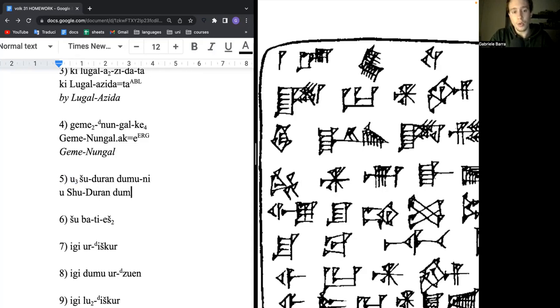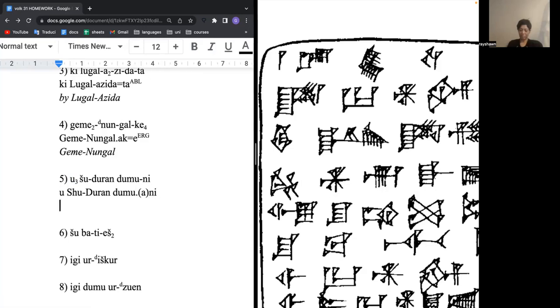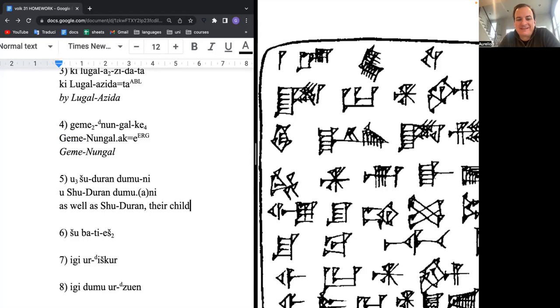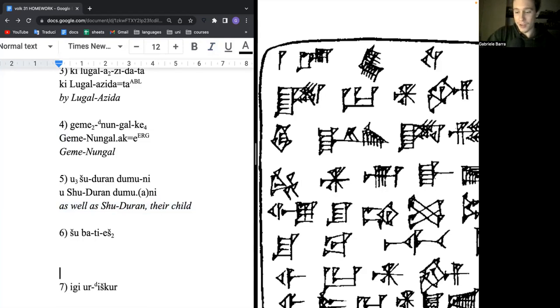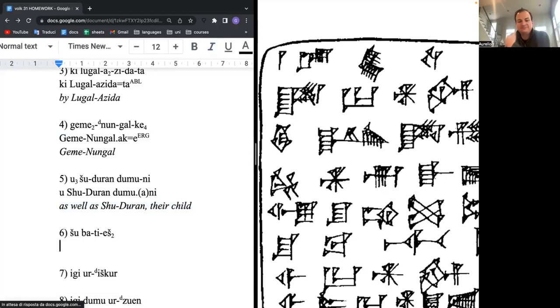Shuduran, Dumu, Ani. And as well as Shuduran, his child. Geme means female worker. Okay, I got what you're saying. We have to resort to it, otherwise we just get lost in translation sometimes with Sumerian. It makes sense.